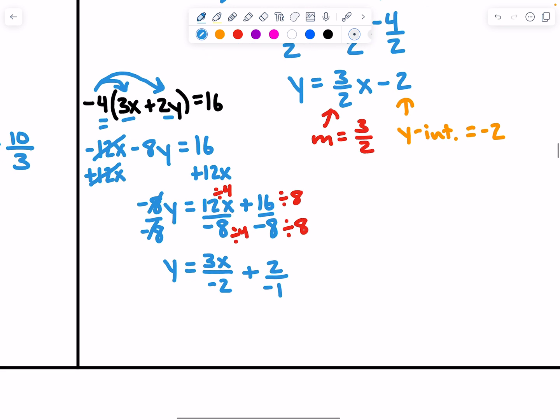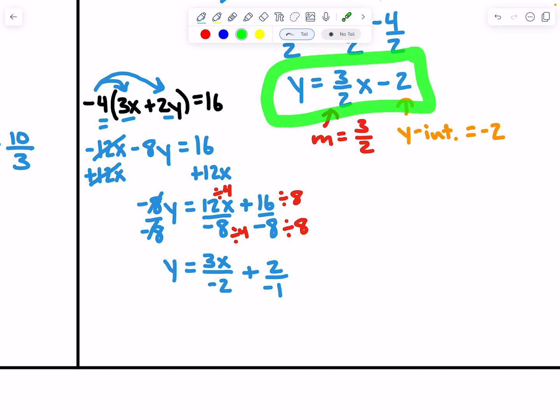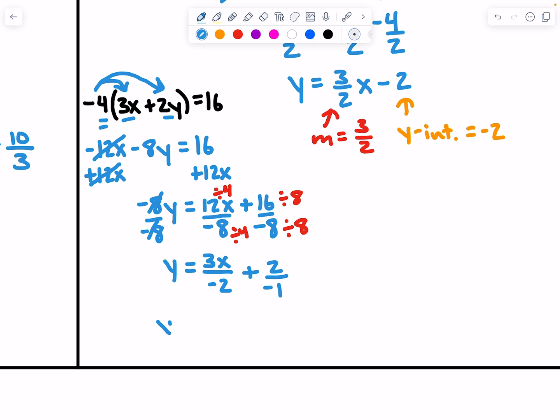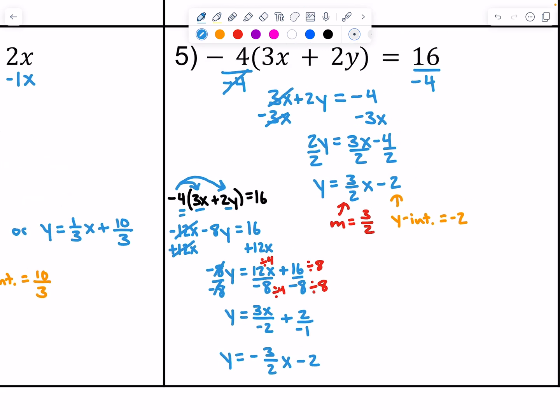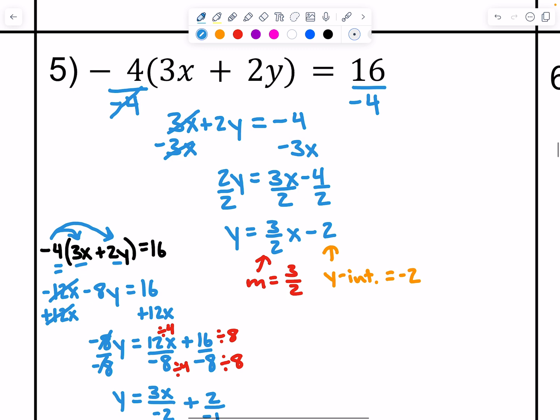So what we notice here is the signs look different than what we ended up with over here on this first one. So I have 3 over negative 2 would be a negative 3/2, and then I do have a minus 2. So let's rewrite it. Negative 3 over 2x, and then negative 2. So my slope is negative 3/2. So did I miss a sign on the first one? Let's see. I did. So it's good I can check my work this way.